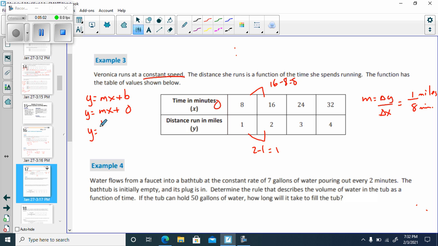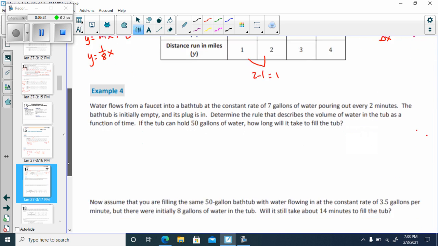y is equal to 1 over 8 times x. We don't need to include the plus 0 because this doesn't give anything. Y is our number of miles. The number of miles then is equal to 1 mile per 8 minutes times the number of minutes that she runs, right? If she ran 8 minutes, it would be 8 times 1 over 8, which is 1 mile, right? Okay?